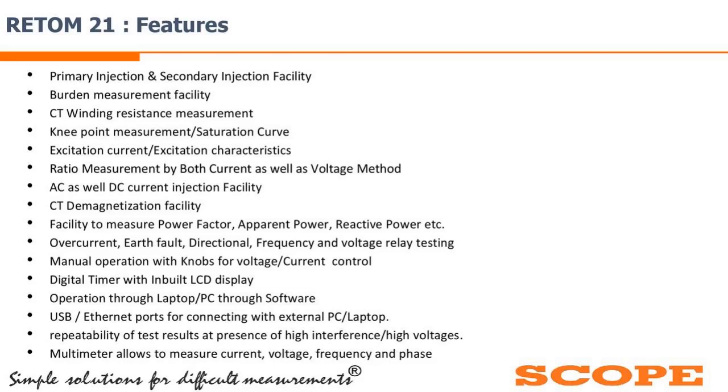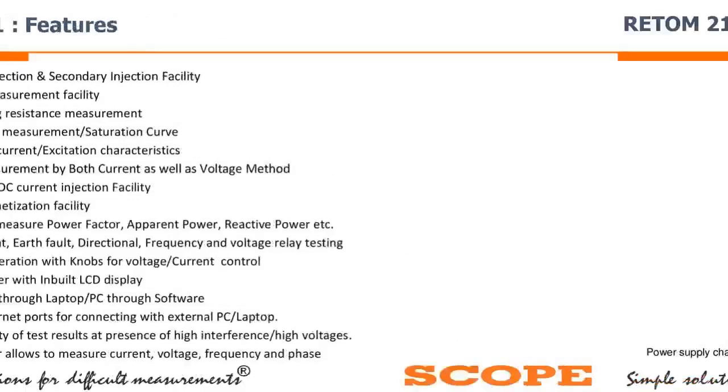Then we can conduct the various tests with the help of software, so we can operate through a laptop. Then USB and Ethernet port for connecting an external PC or laptop. Also repeatability of the test results in the presence of high voltages or high interference. Multimeter allows to measure current, voltage, frequency, and phase. So these are the features that we get in a RETOM 21.